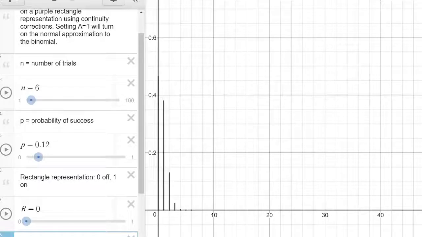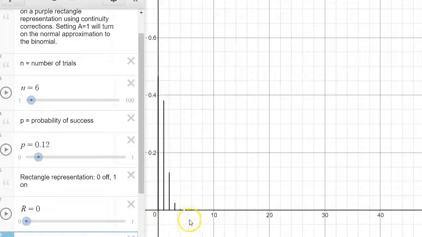Okay, we're returning to our old friend, the binomial distribution. This particular Desmos page lets me look at the binomial distribution for a set value of n. In this case, I've got 6, and a p-value of 0.12, and it shows the probability of each outcome.